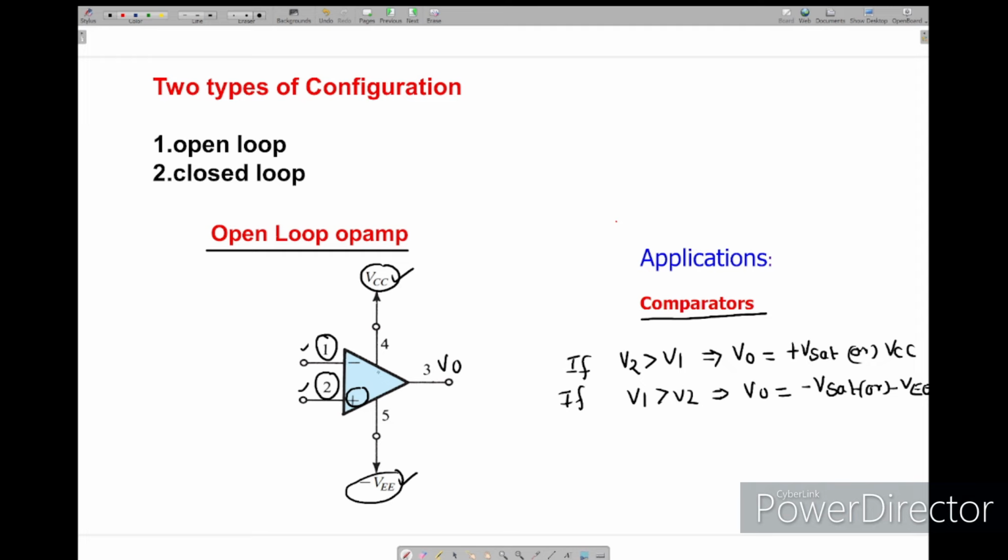The main disadvantage of the open loop op-amp is that we can't control the gain. We can't achieve stability by using the open loop op-amp. So for that we have to provide closed loop, either negative feedback or positive feedback, so that we can control the gain of the op-amp.